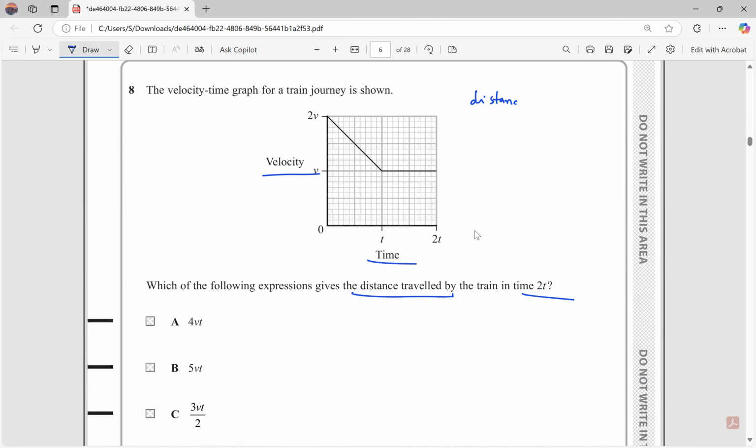So distance here is area under the graph. The area under the graph means all the area that is between the graph and the x-axis. So here it's like one triangle and then 2 squares.